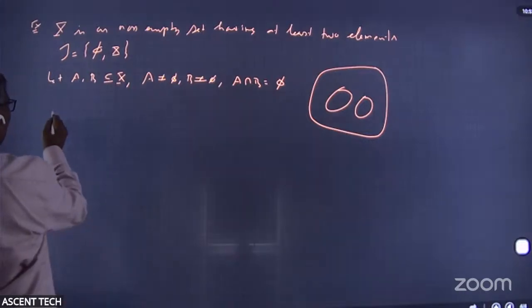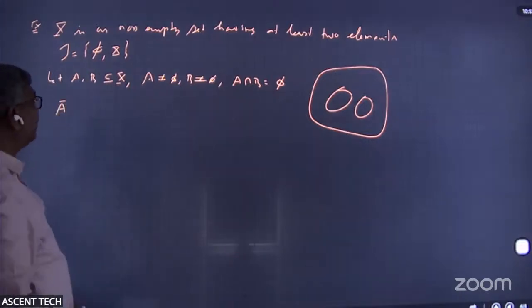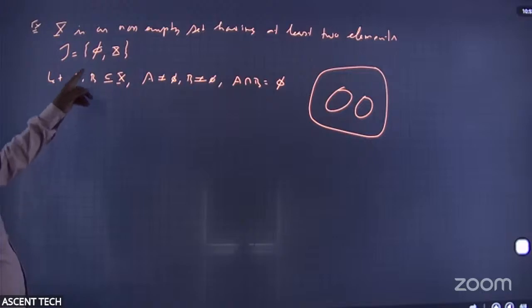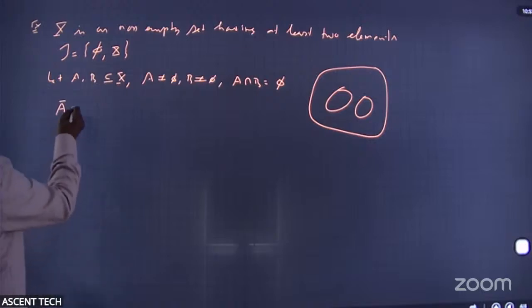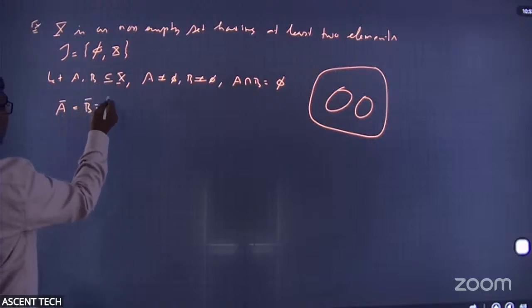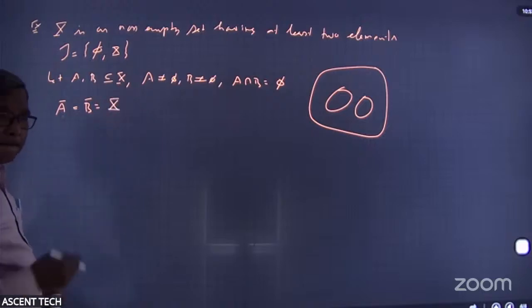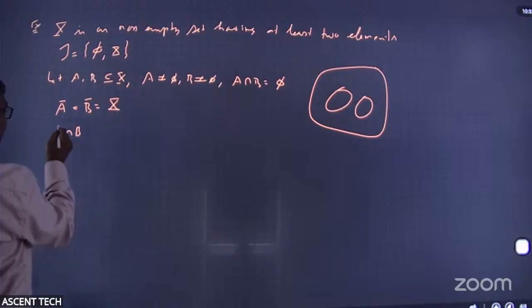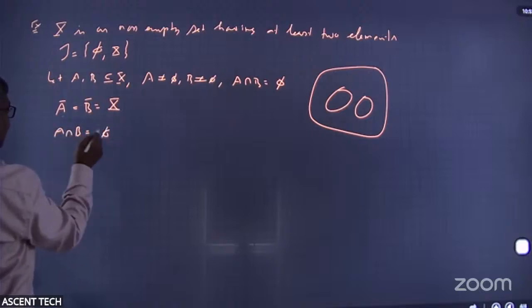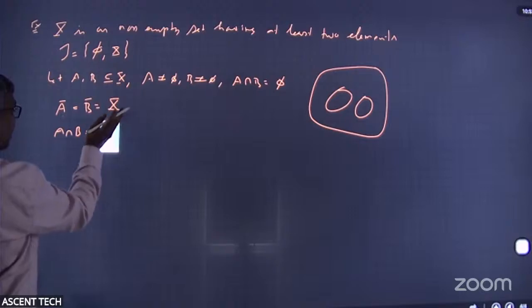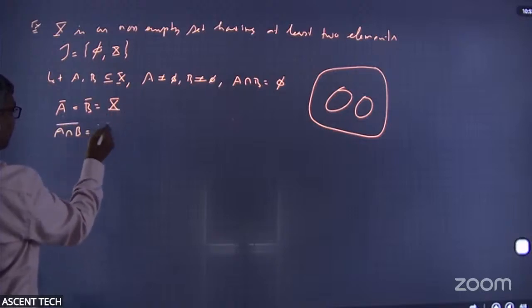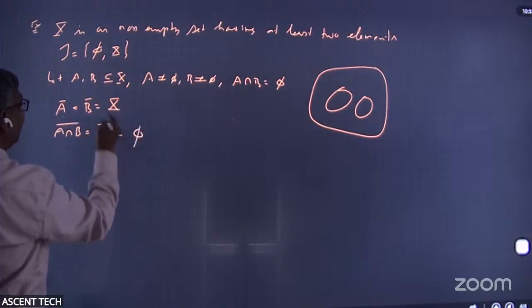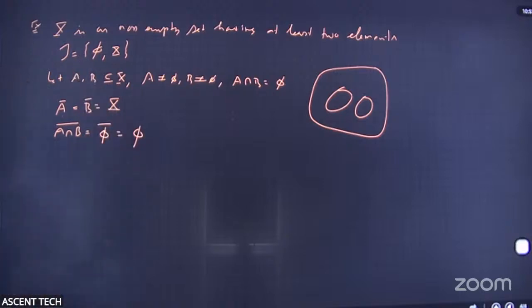Then what is A bar? A bar is the smallest closed set that contains A. Look, the only closed sets are the empty set and X. The empty set doesn't contain A, so only X can contain A. So A bar as well as B bar are both X. A intersection B is the null set, and therefore the closure of A intersection B is the closure of the empty set, and that is the empty set.